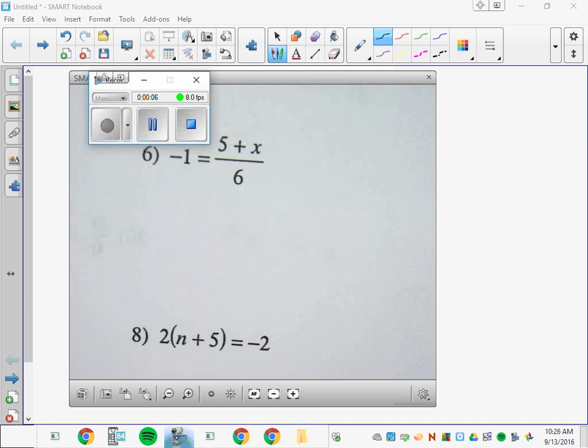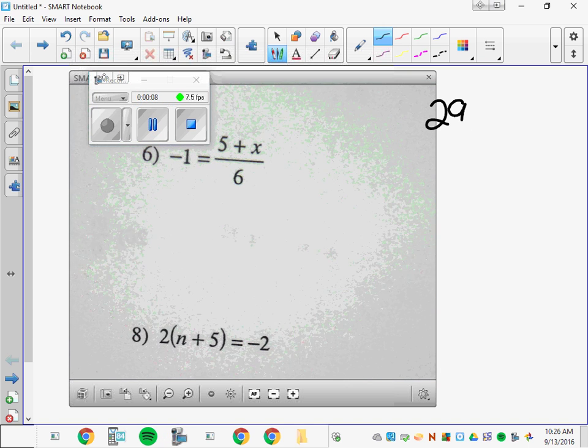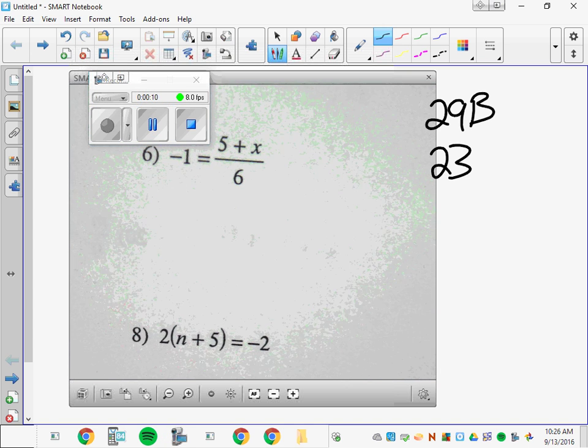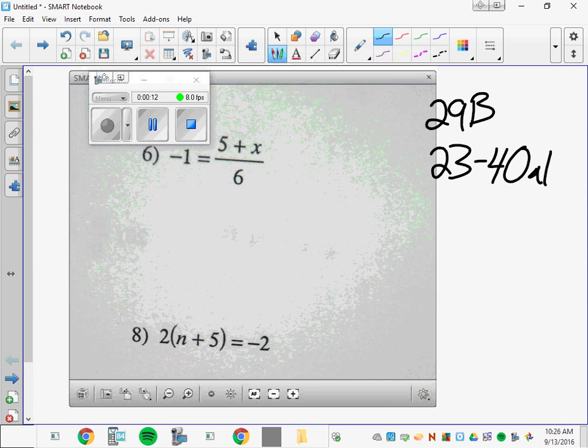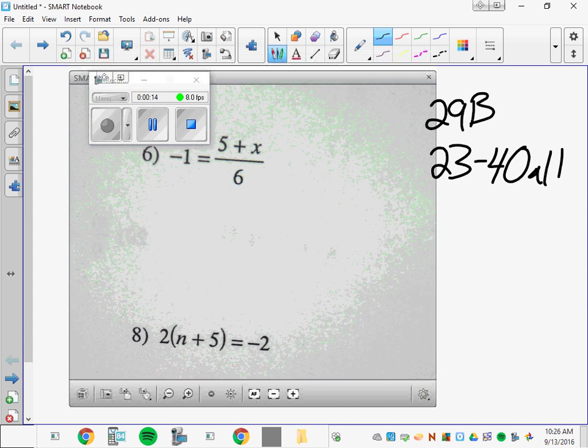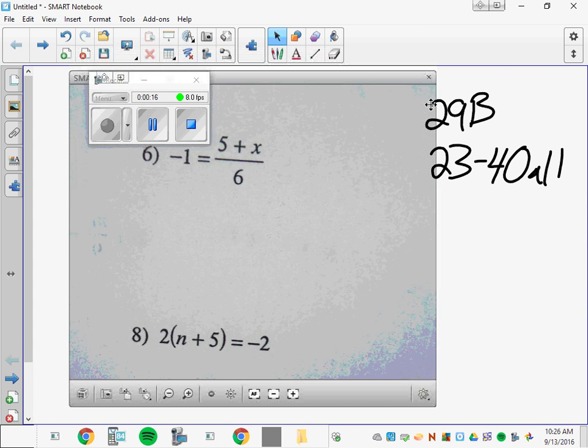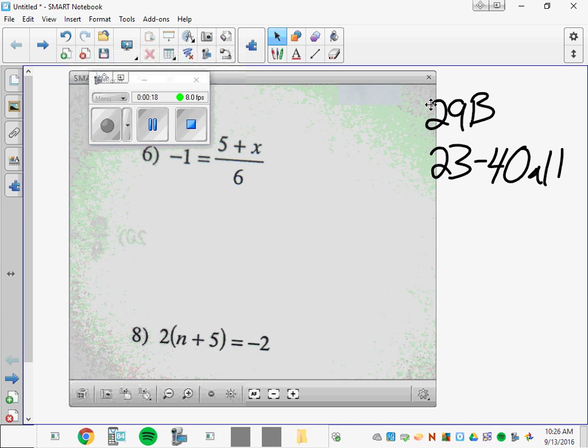Today we're going to work on page 29B, 23 through 40 all. This deals again with quadratics. So if you open your book to page 29, the instructions say solve using the square root method and solve by completing the square.